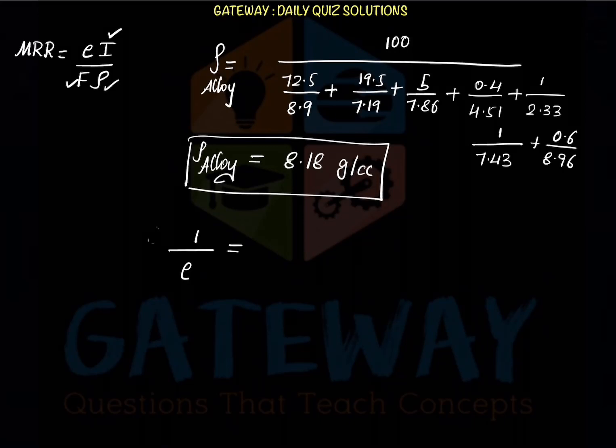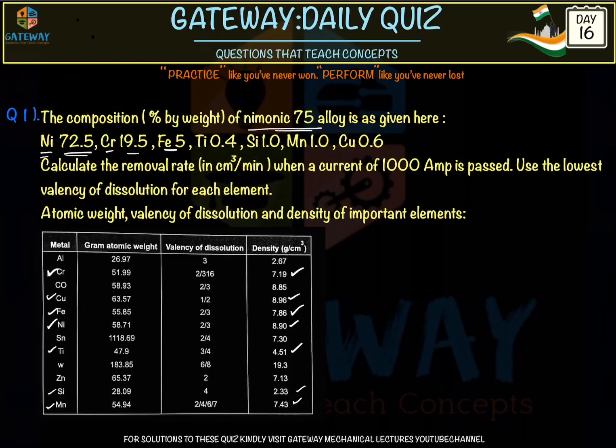And it is said in the question 72.5% of nickel is used, and the question says to consider the lowest valency of dissolution for each element. If you consider the valency chart here, you can see two valencies given, as mostly metals will have two valencies. One will be close to the lower orbit and the other to the next higher orbit. Either plus or minus, they can have two valencies. So we need to consider the lowest valency.